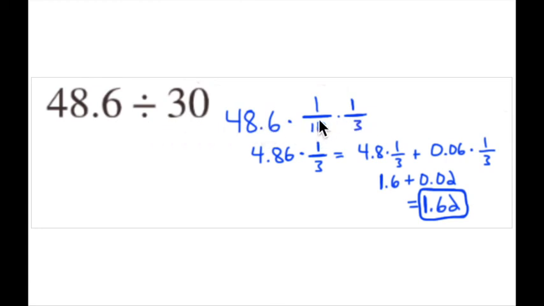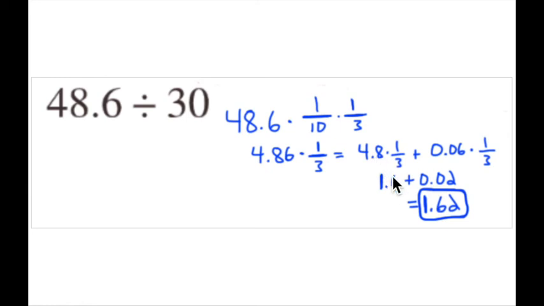48 6/10 times 1/10 is 4 86/100. And I'm going to multiply that times 1/3. Well, I know what 48 divided by 3 is. 48 divided by 3 is 16. And 6 divided by 3 is 2. So I'm going to break this up into 4 8/10 times 1/3. It's the same as 48 divided by that 3. And 600 times 1/3. Well, 4 8/10 divided by 3, or 4 8/10 times 1/3, is that 1 6/10.